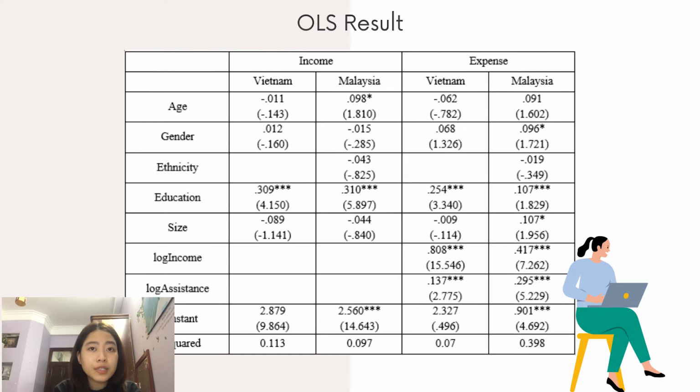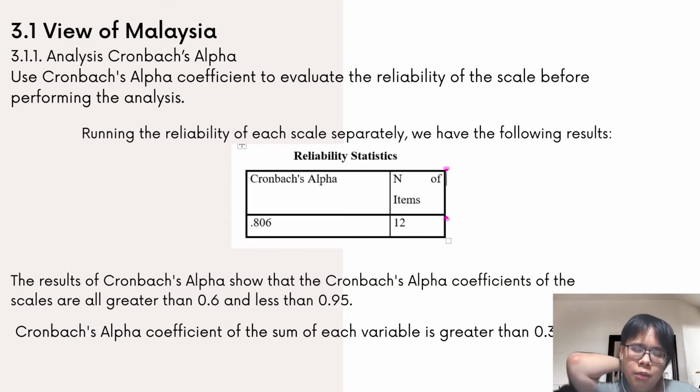In our opinion, this can happen because when their household income increases, they expect their quality of life to be better, and they spend more money to improve their lives. Besides, not only income but also support payment contributes a lot to their spending level. The table shows the positive effect of the level of support for spending in both Vietnam and Malaysia. And besides, the results show that in Malaysia, gender and age also impact the level of spending.